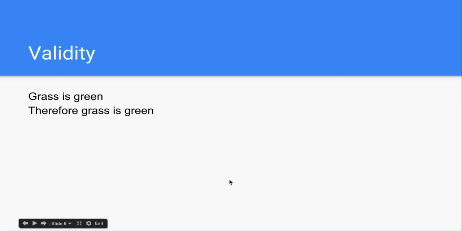What finally of the fifth argument? Grass is green, therefore grass is green. Now on the one hand, it actually seems to be both a valid argument and a sound argument. Think about it. It's impossible for the premise to be true and the conclusion to be false. If the premise is true, the conclusion must be true. So it's valid. It's also sound because the premise happens to be true.